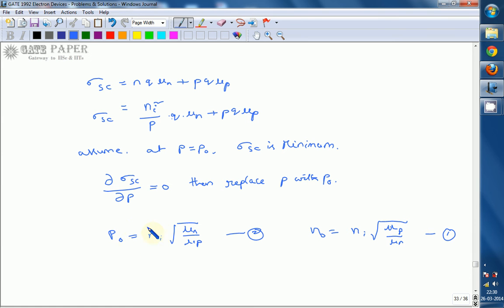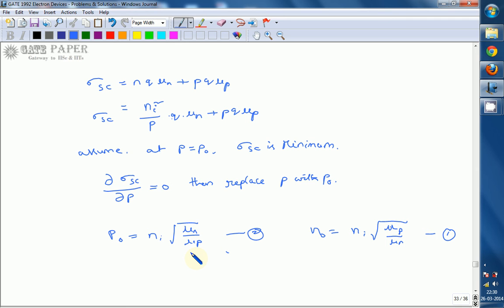P naught is equal to Ni into the square root of mu n by mu p. Whenever the holes are P naught, at that time the semiconductor will have the minimum conductivity. Whenever the electrons are N naught, it will also have the minimum conductivity. Now whether the value of P naught is higher or N naught is higher decides whether it is slightly N type or P type, which we will see.